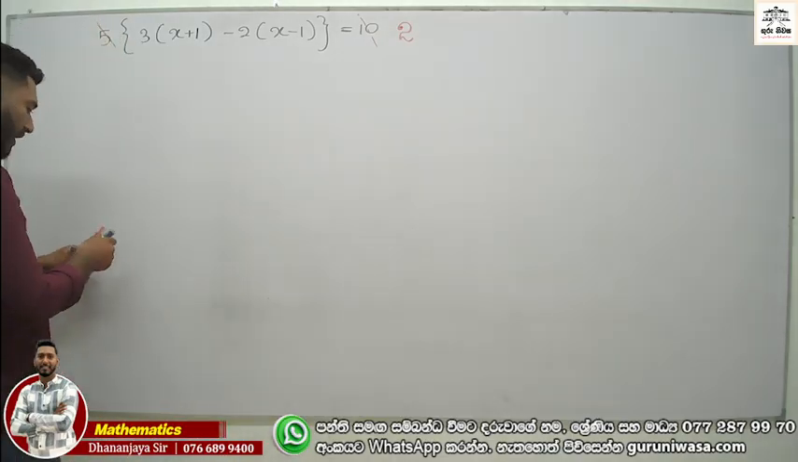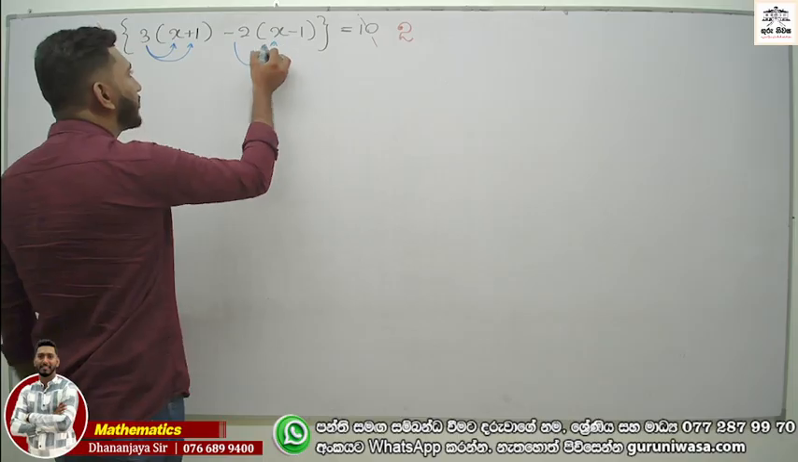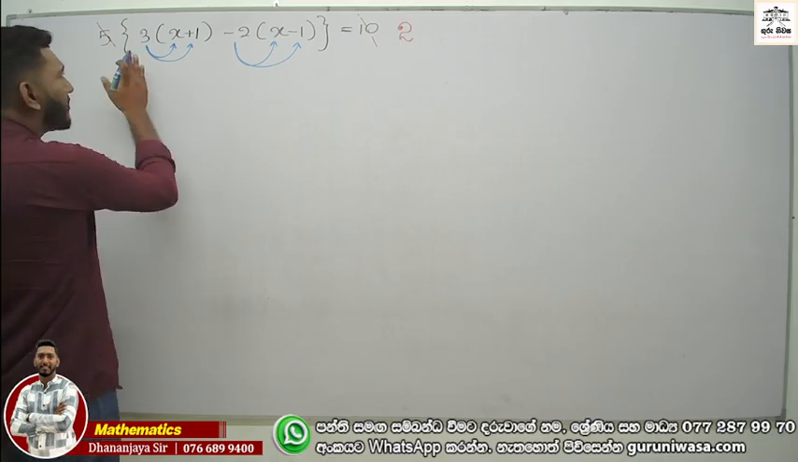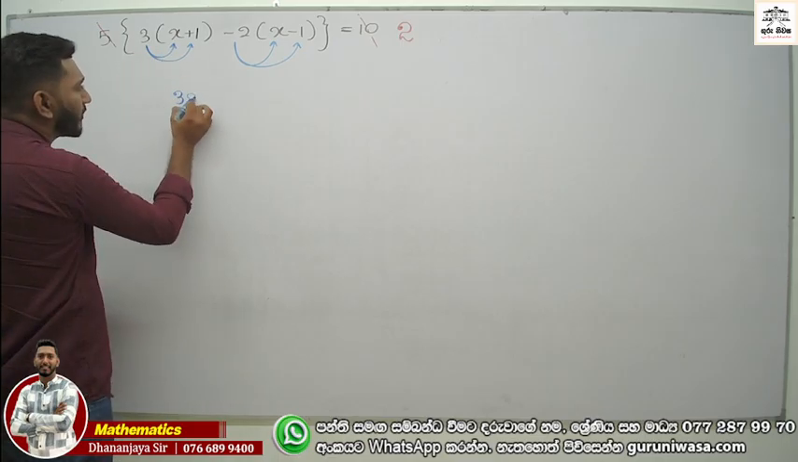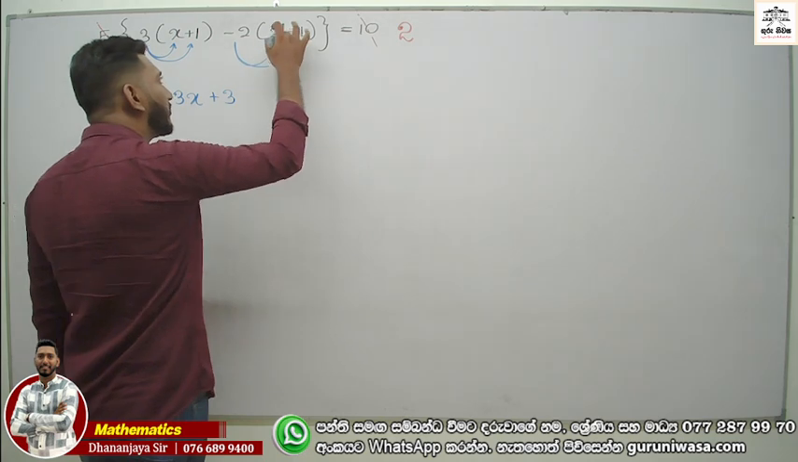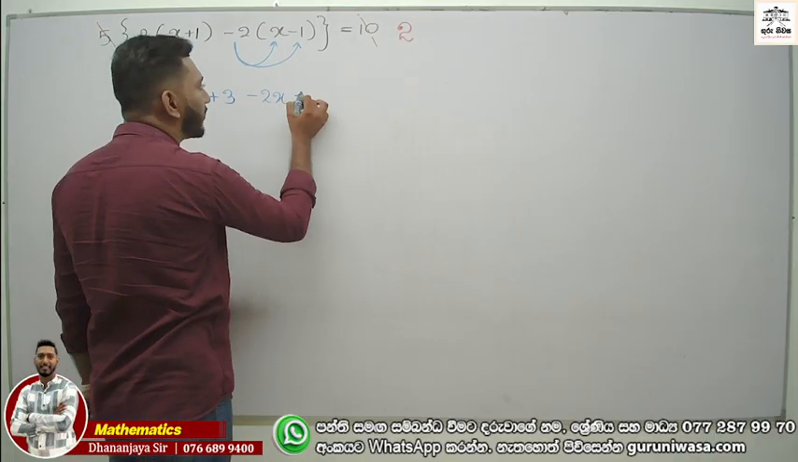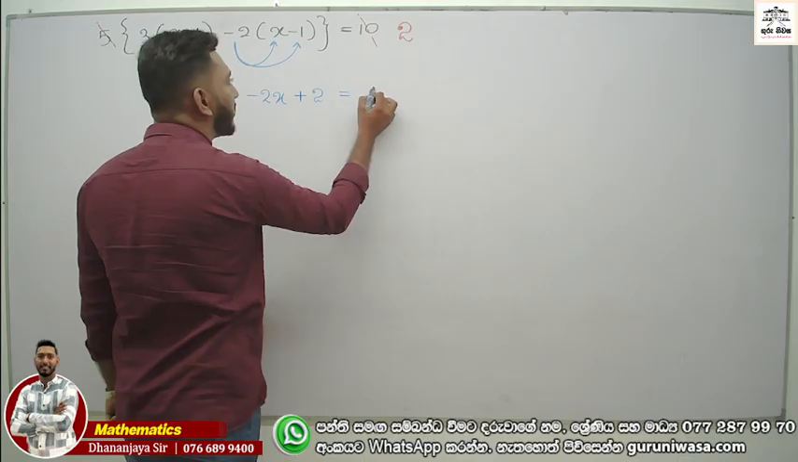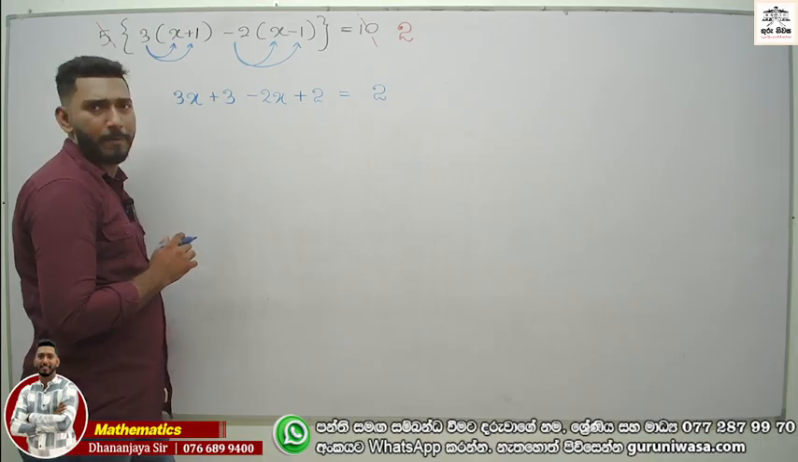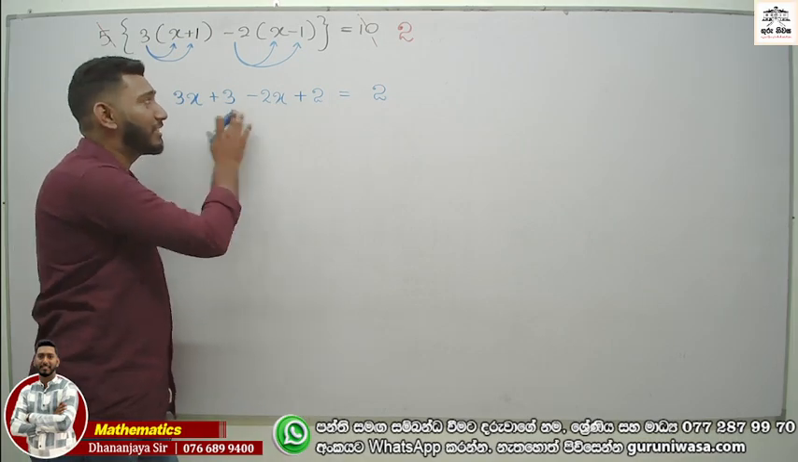Now I'm going to simplify: 3 times 2x and 3 times 1, minus 2 times x, minus 2 times minus 1. Now how to write the answers? 3 times x becomes 3x, 3 times plus 1 becomes plus 3, minus 2 times x becomes minus 2x, and minus 2 times minus 1 becomes plus 2, equals 2. Now on the left hand side, we have to simplify the x terms, the same signs and different signs, right?